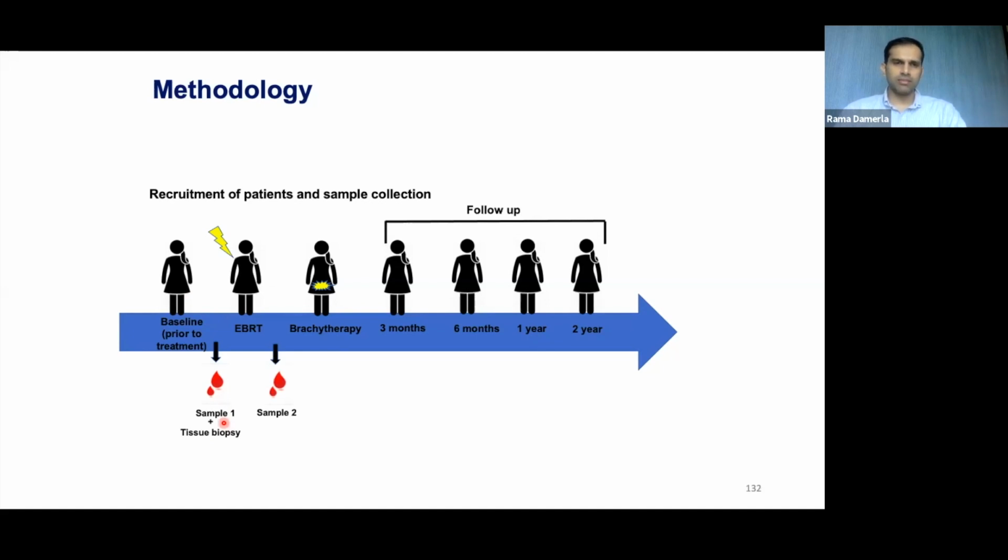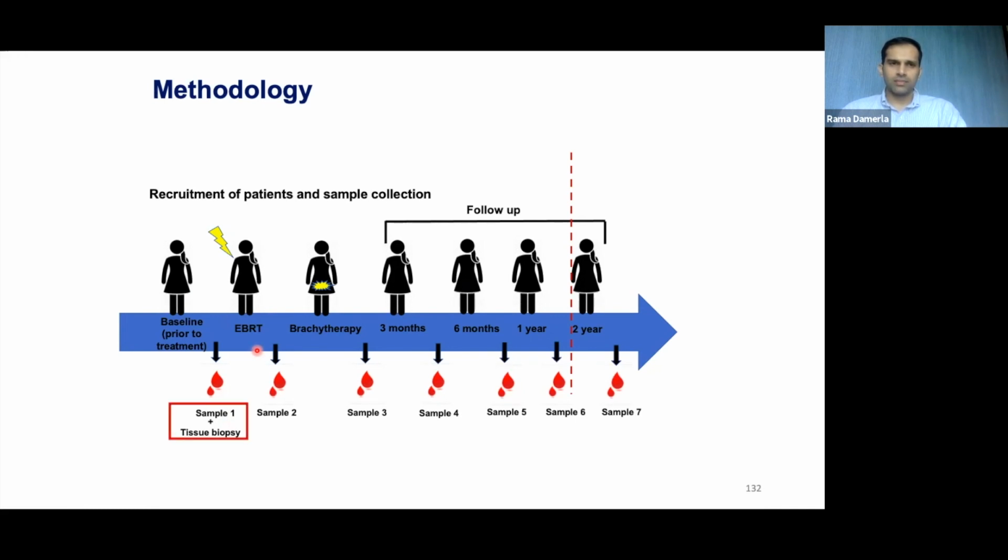So the next sample will be after EBRT, which is radiation therapy. And then the other sample would be again after brachytherapy, which is also a kind of radiation therapy that is given to some patients. And then we follow these patients for 3 months, 6 months, 1 year, and then if possible after 2 years. So this is how we collect the samples.